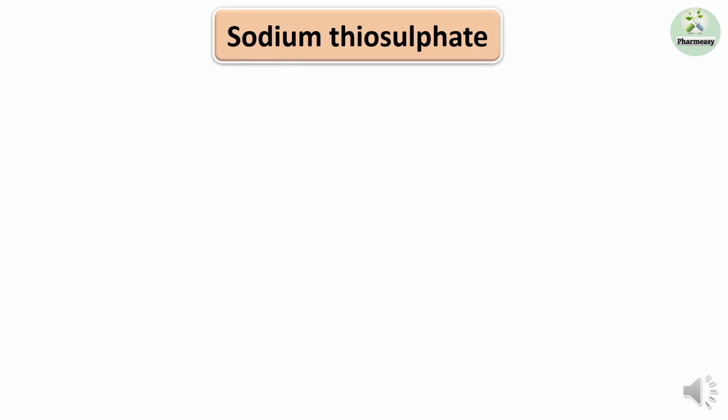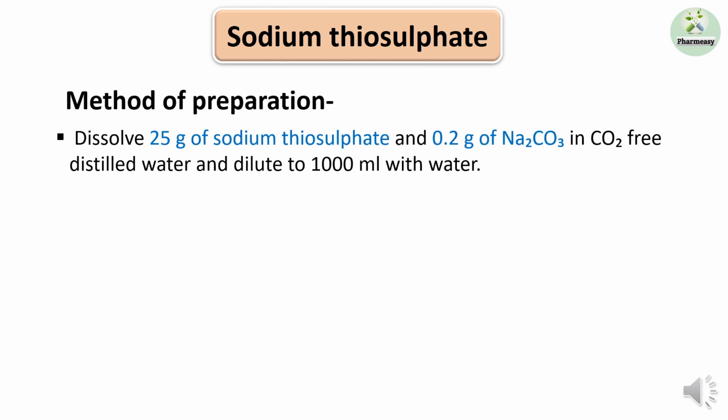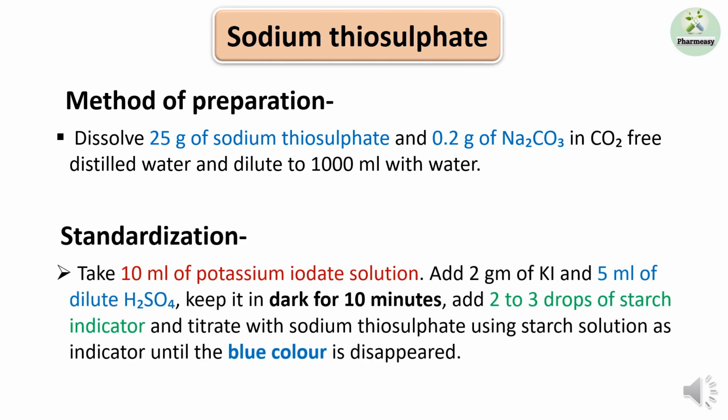Now, next one is sodium thiosulfate. Its method of preparation is dissolve 25 grams of sodium thiosulfate and 0.2 gram of sodium carbonate in carbon dioxide-free distilled water and then make up the volume with water to about 1000 milliliters. Its method of standardization is take 10 milliliters of potassium iodate solution and then add 2 grams of potassium iodide and 5 milliliters of dilute sulfuric acid.